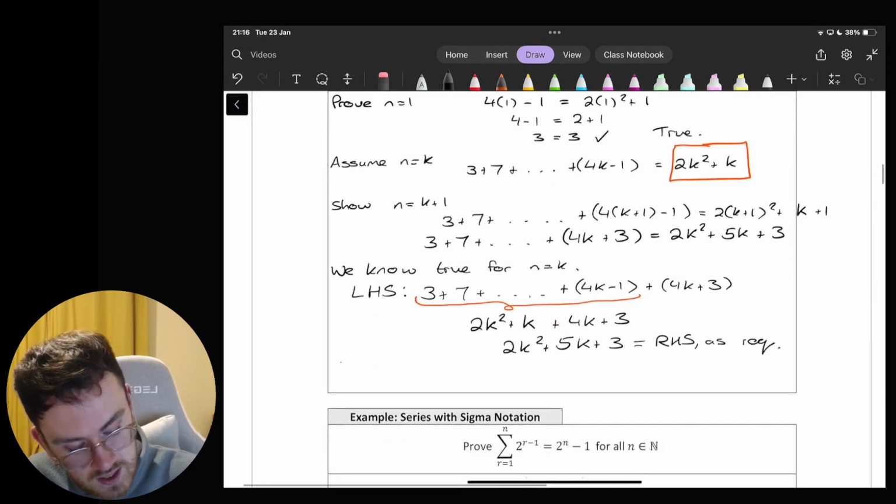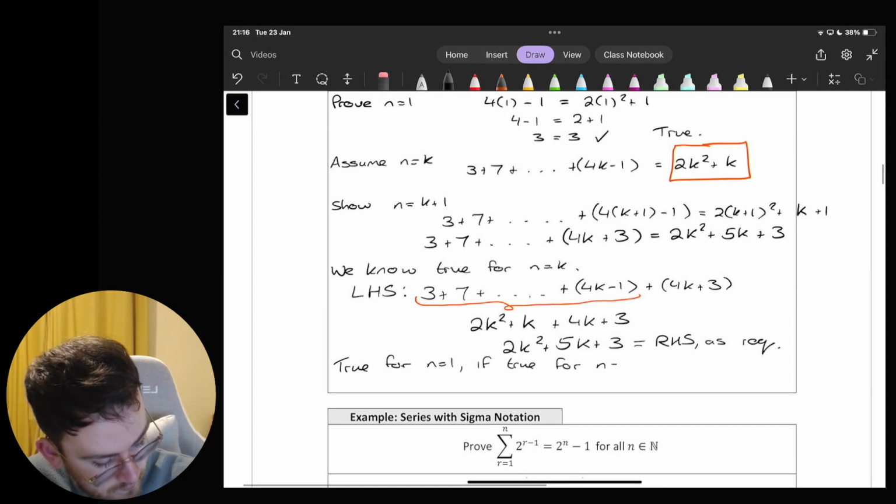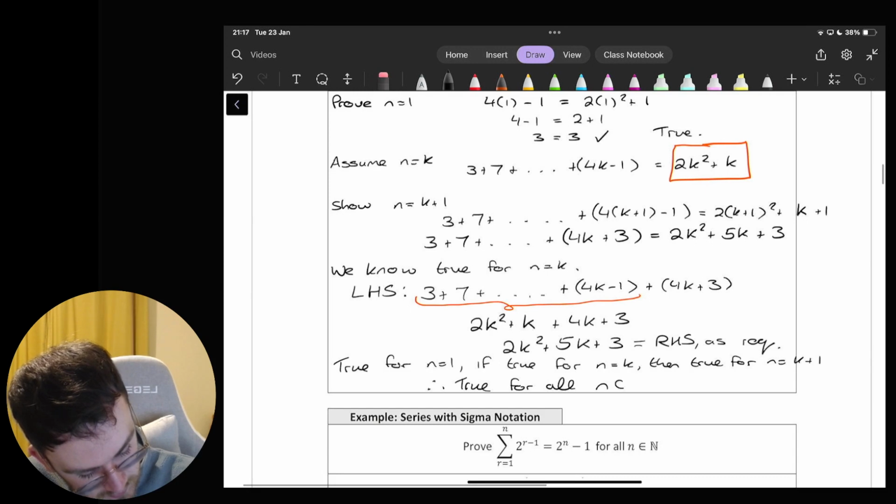Okay, and I make my little statement again. So it's true for n equals 1, and if true for n equals k, then true for n equals k plus 1. Therefore, true for all n.